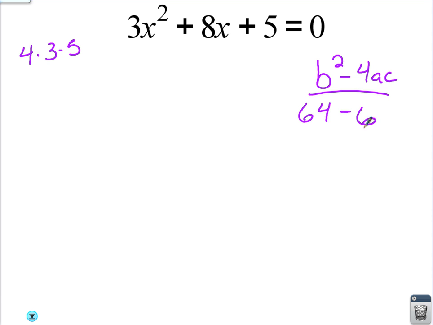60. 64 minus 60 is 4. Your discriminant is equal to 4. Would that be factorable? You know the square root of 4? Sure. Yeah, you could have factored that. We actually solved it by factoring the other day.